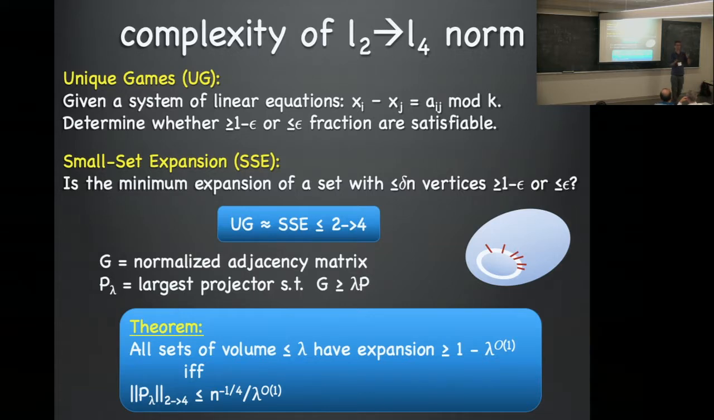The proof is pretty non-trivial. Boaz did it. I think some of our co-authors checked it. I'm very happy that I don't have to answer details of that if anyone has questions about it. But at this point, I think you can appreciate that if you solve 2 to 4 norm, you can solve these interesting questions from complexity.